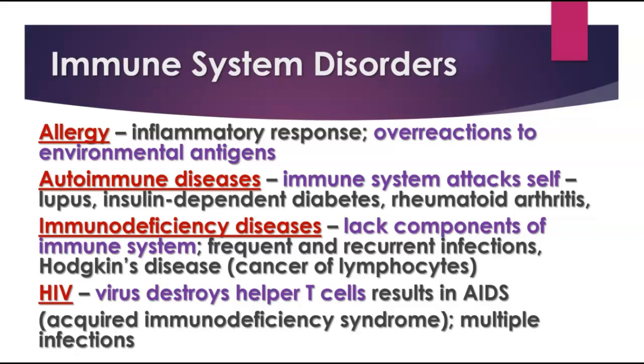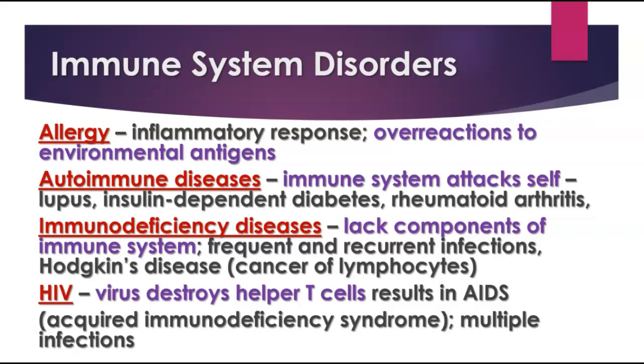Immunodeficiency diseases are when some of the parts of your immune system are missing or actually non-functional or something like that. These are usually illustrated by having frequent and recurrent infections. A lot of times there are infections that normally would not be harmful to you that end up being harmful because your immune system is not working properly. Hodgkin's disease, cancer of the lymphocytes, is a type of immunodeficiency disease. The number one immunodeficiency disease that we think about most frequently nowadays is HIV.